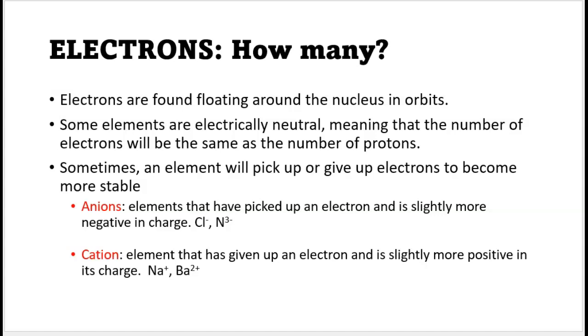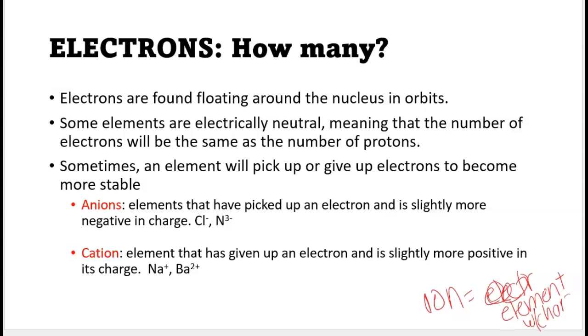So any kind of element that has a charge is called an ion. I probably should have typed that on there, but an ion is an element with a charge. There are two different types of ions: cations and anions.